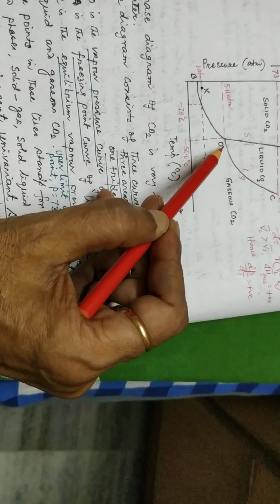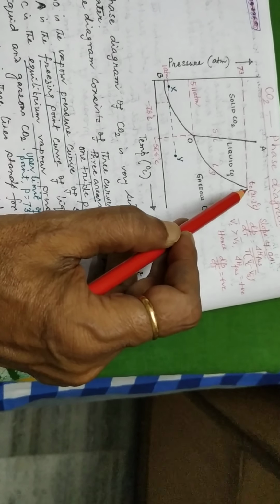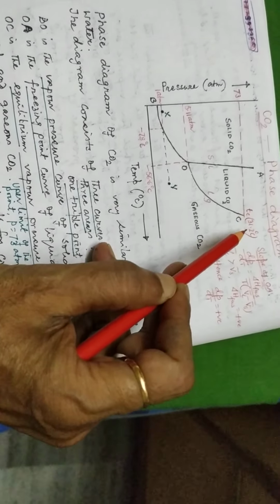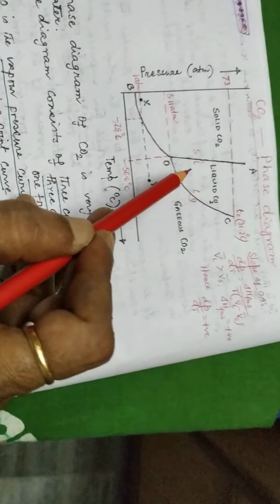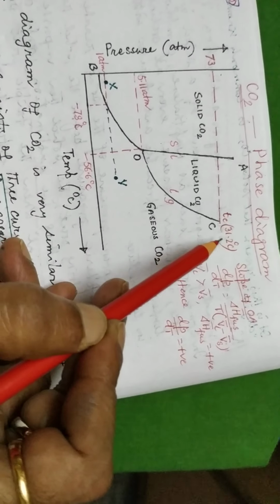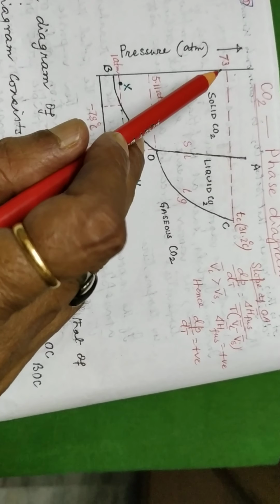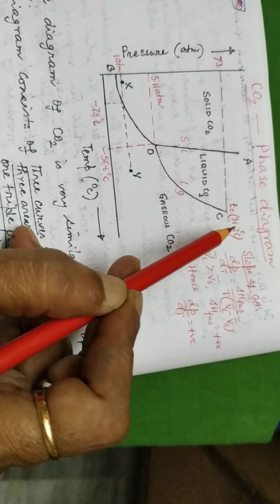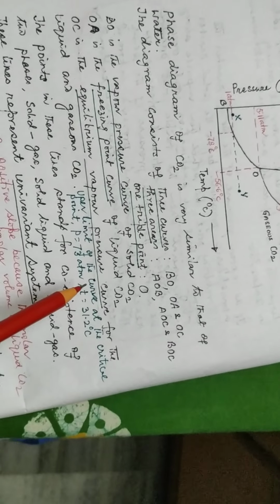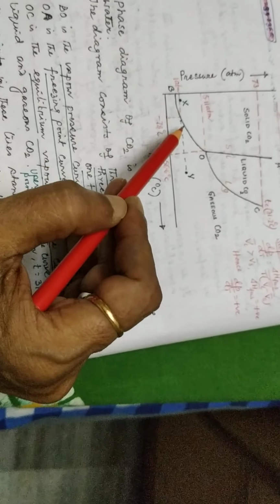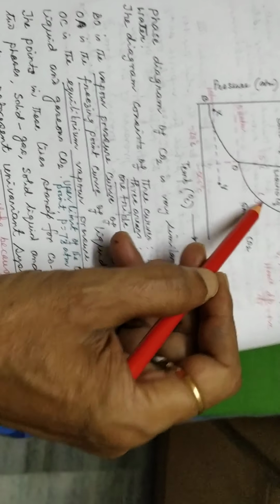Now this line extends up to point C, that is at the critical temperature 31.2 degrees centigrade, and the critical pressure is 73 atmosphere. So this extends up to C, where pressure is the critical pressure 73 atmosphere, and temperature is the critical temperature 31.2 degrees centigrade. Okay. Now, all these curves, BO, OA and OC have positive slope.